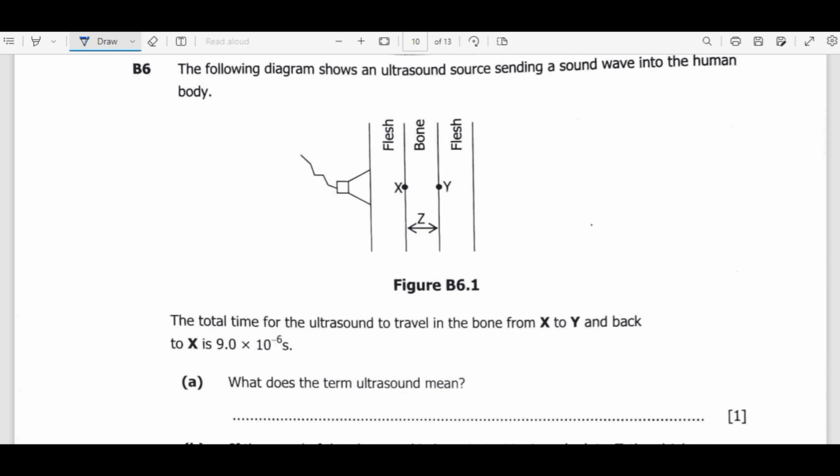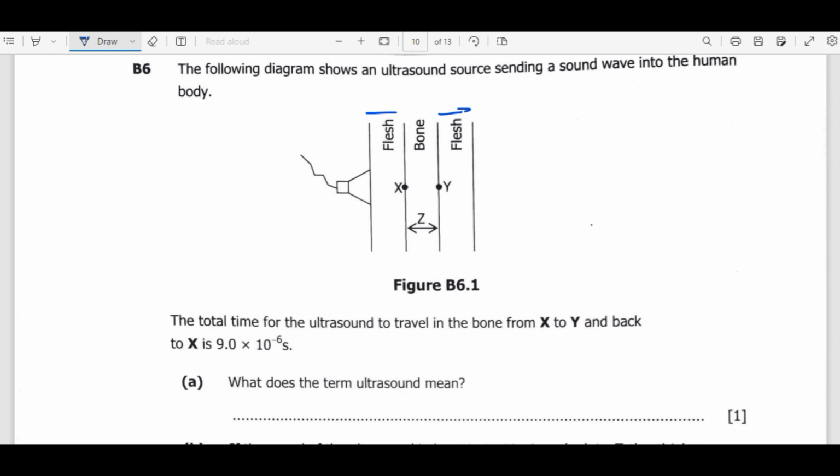Move on to question 6. The following diagram shows an ultrasound sending a sound wave into the human body. So we have the flesh here, then in between here we have the bone structure with the distance Z. Then the total time for the ultrasound to travel in the bone from X to Y and back to X is 9.0 times 10 raised to the power negative 6 seconds.